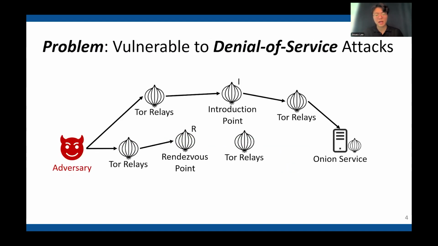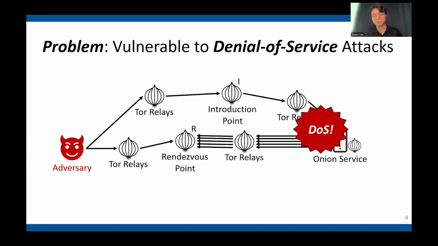But the problem is that this protocol is inherently vulnerable to denial of service attacks. If an adversary sends many requests to the introduction points, they will eventually reach the Onion service, making the service create a lot of Tor circuits, which are quite costly to create. And as a result, this effectively denies the service.